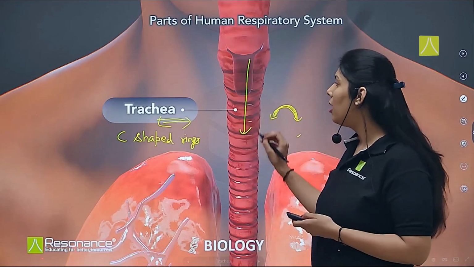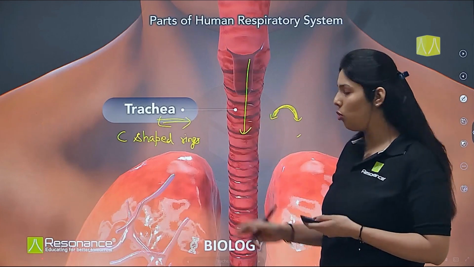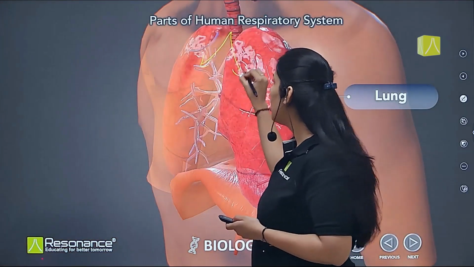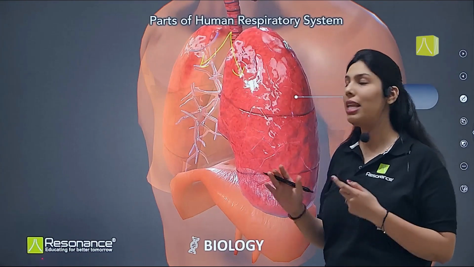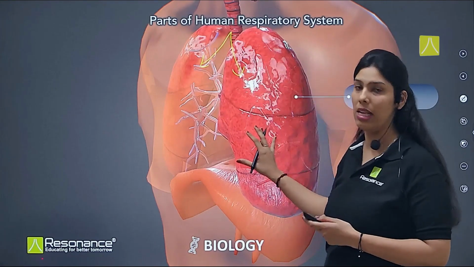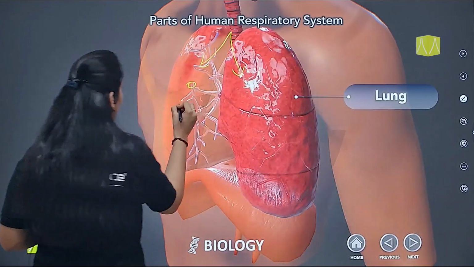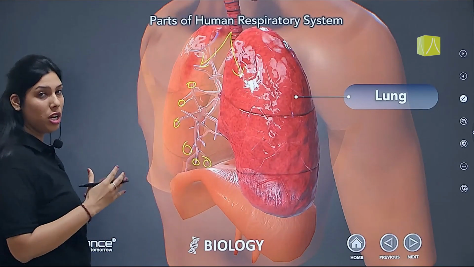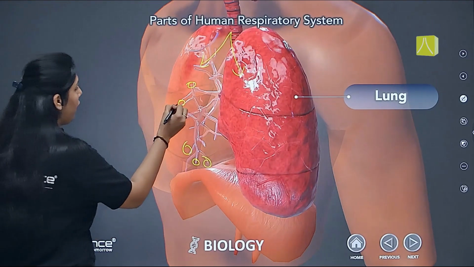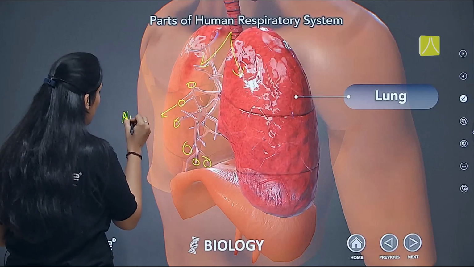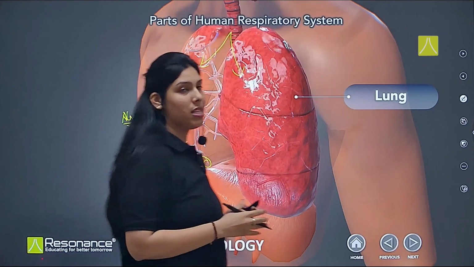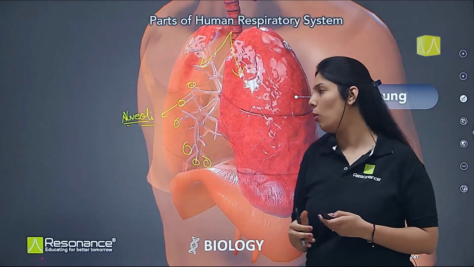Now the trachea again divides into two parts, which are known as bronchi, the left bronchus and the right bronchus. The bronchi then enter the lungs. In the lungs there are many alveolar sacs, which are basically the functional unit for exchange of gases. These are the alveoli, which help in the exchange of gases. The whole function is happening here only.